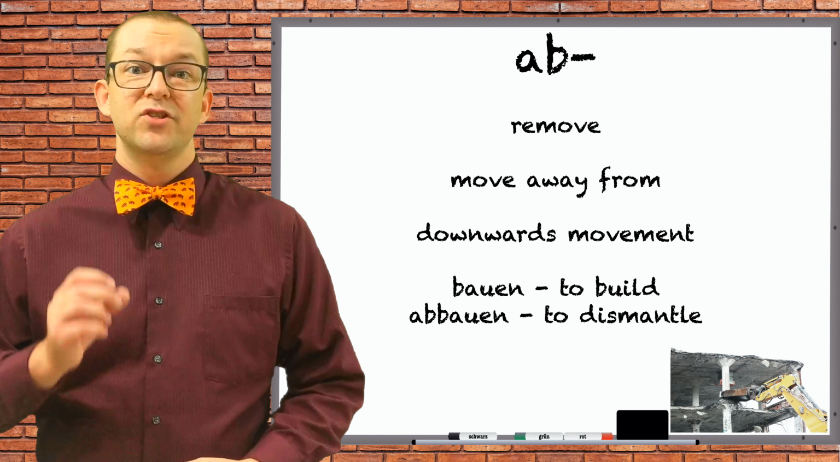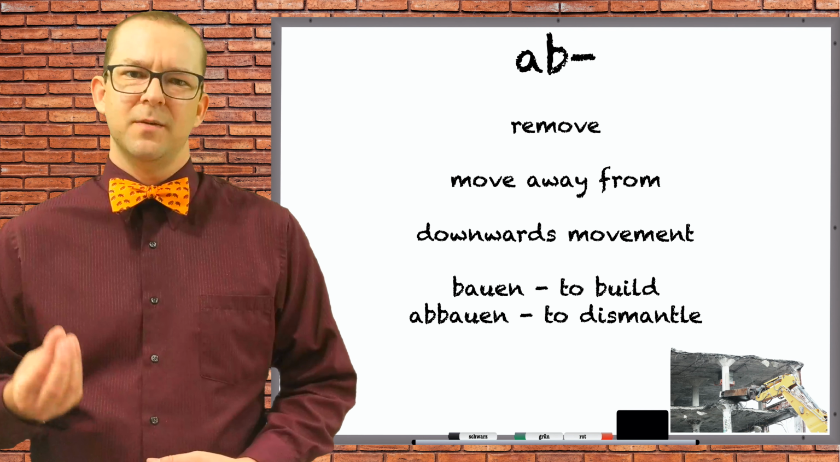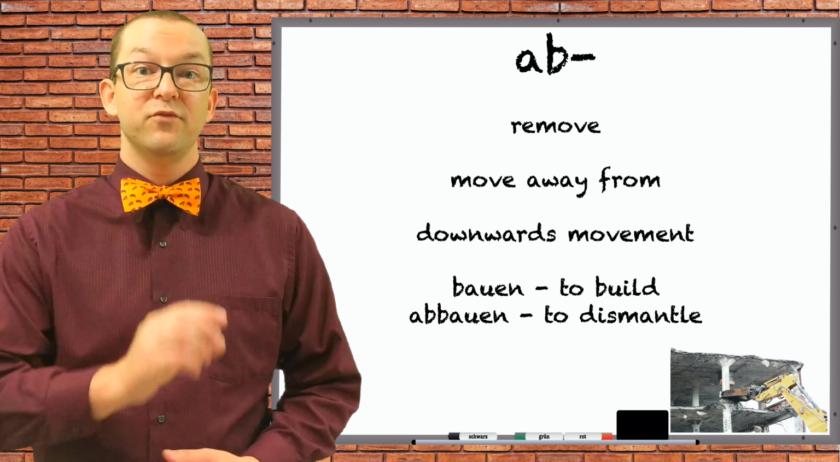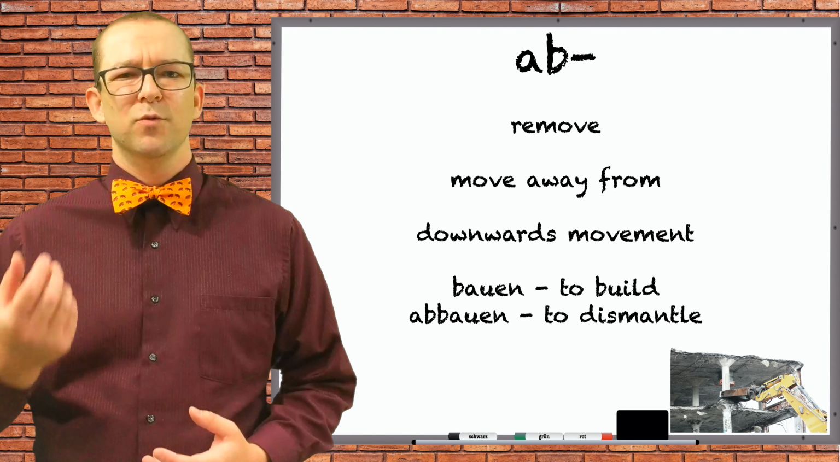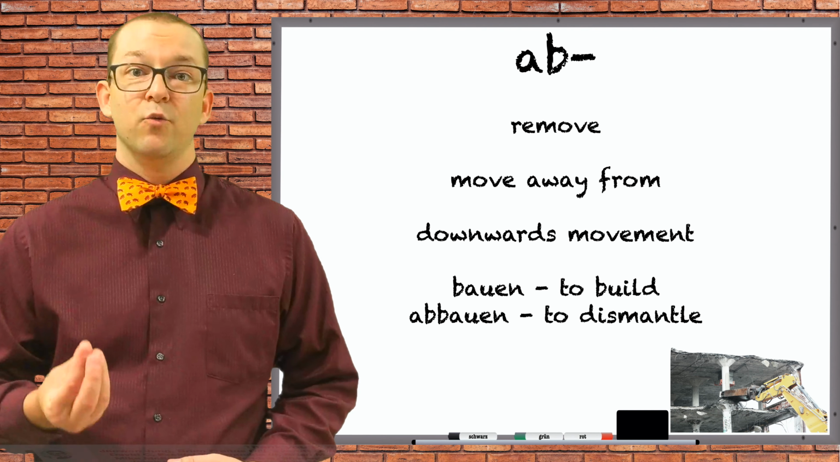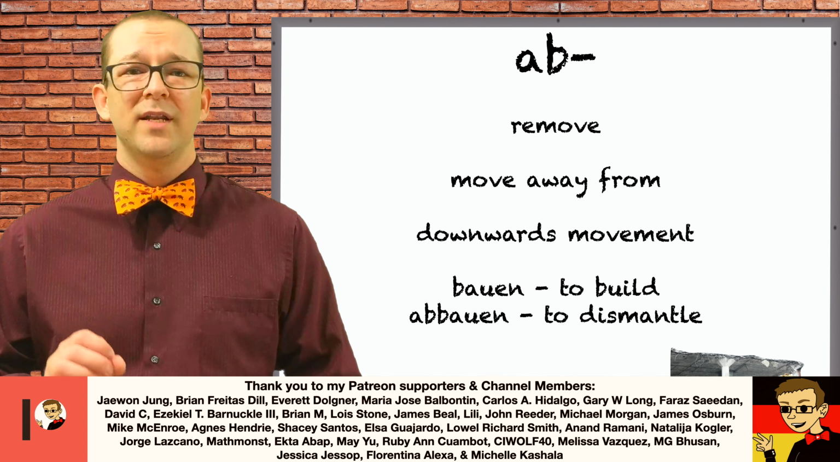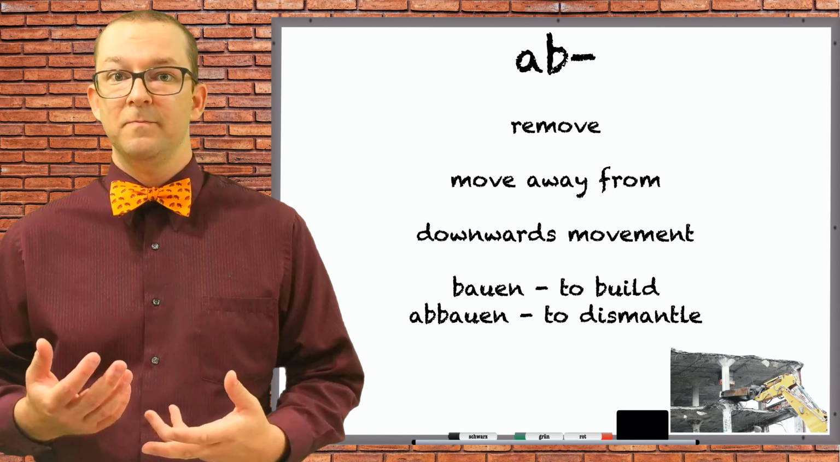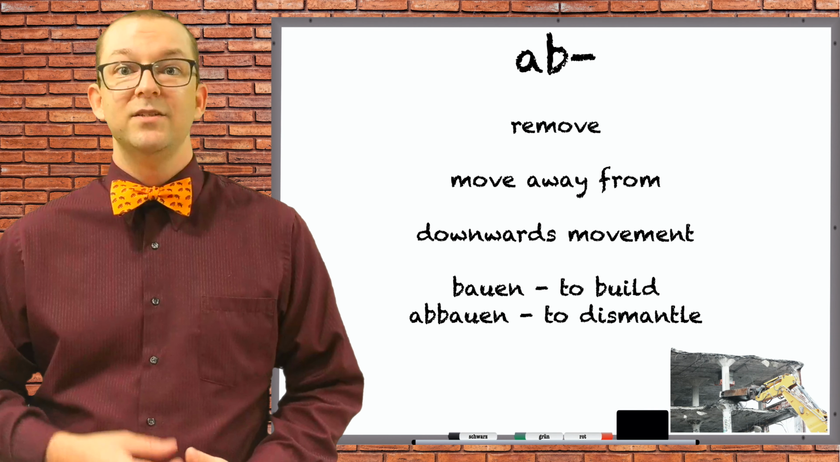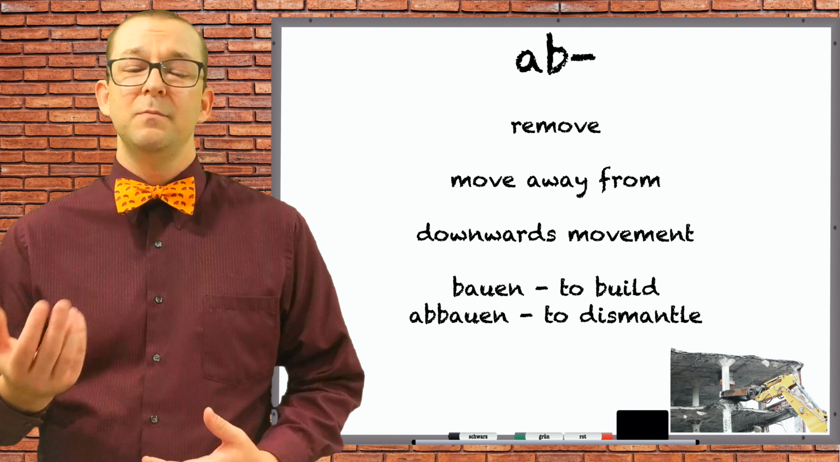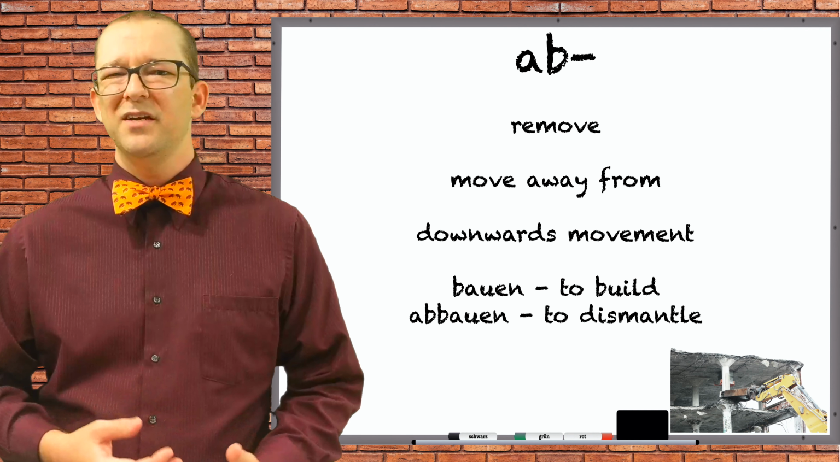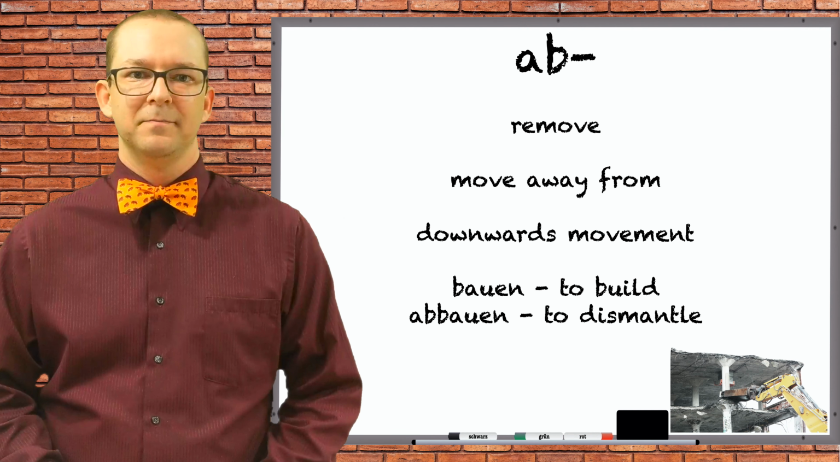This prefix is most often associated with removing something or moving something away from something else. Sometimes this removal may give the impression of a downwards movement. Take the verb bauen, for example. Normally, bauen is translated as to build. The verb abbauen is to dismantle. It's literally to build something away. You can think of it as unbuilding something.